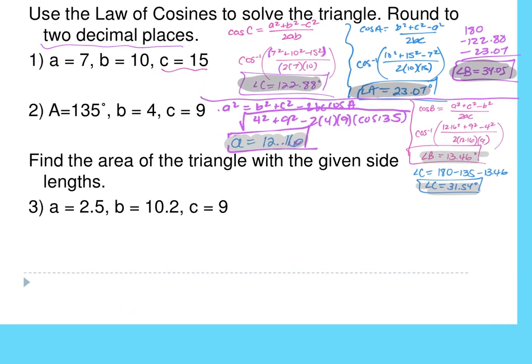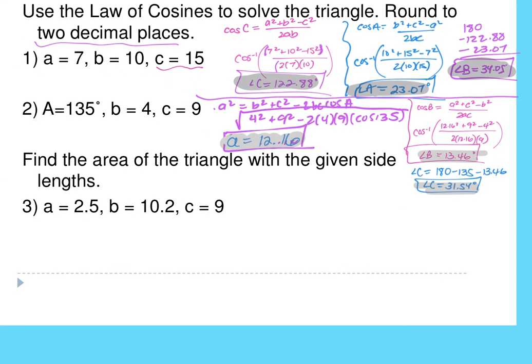All right, and then 3 is find the area given the side lengths. So this is AAA area, side area, or Heron's area. S equals A plus B plus C over 2, and then area equals the square root of S times S minus A times S minus B times S minus C. Do you put it to the requisite area? No, because you don't have an angle.